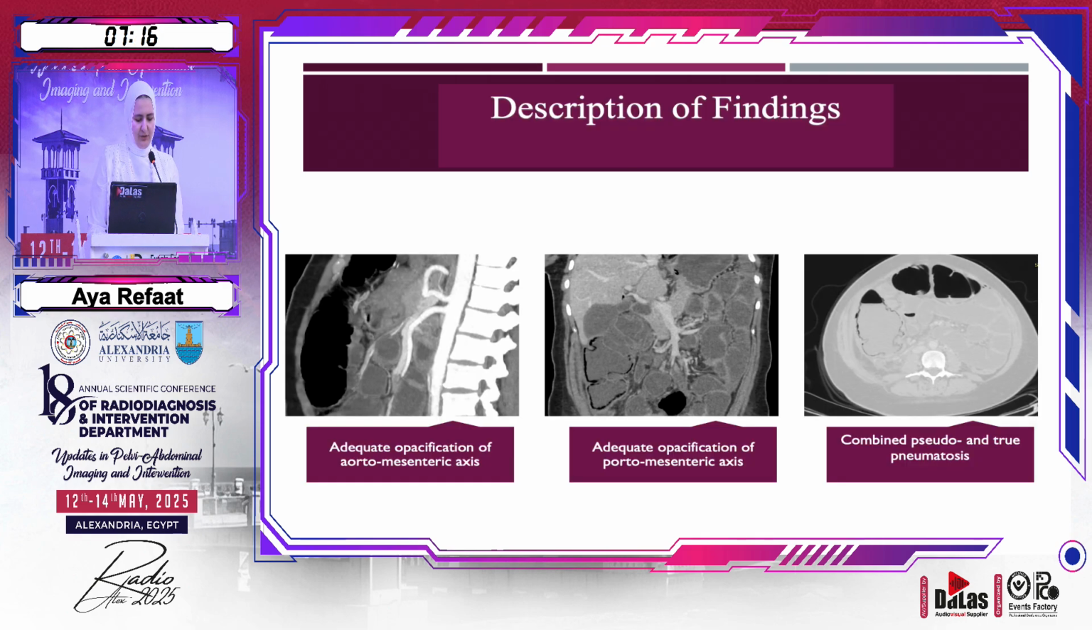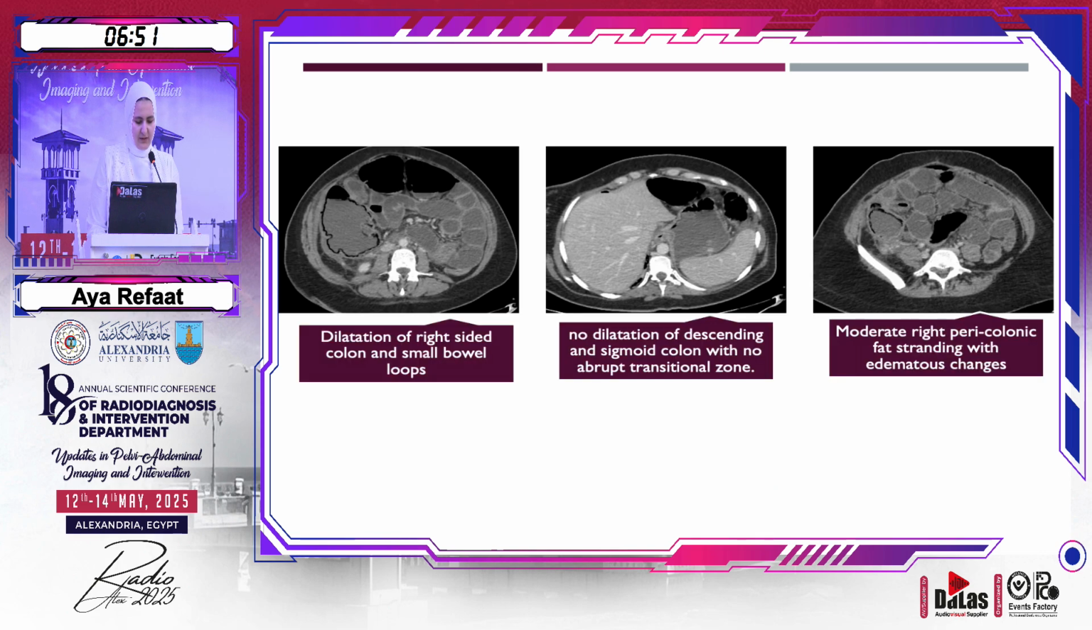Adequate opacification of the aortomesenteric axis, adequate opacification of the portomesenteric axis, and combined pseudo and true pneumatosis. How can we differentiate? If the air is confined to the inner wall of the colon, ending in a gas fluid level, it's a pseudopneumatosis, and it's mostly associated with massive colonic dilatation. But if the air is seen dissecting the colonic wall, it's a true pneumatosis, and it's associated with ischemic changes.